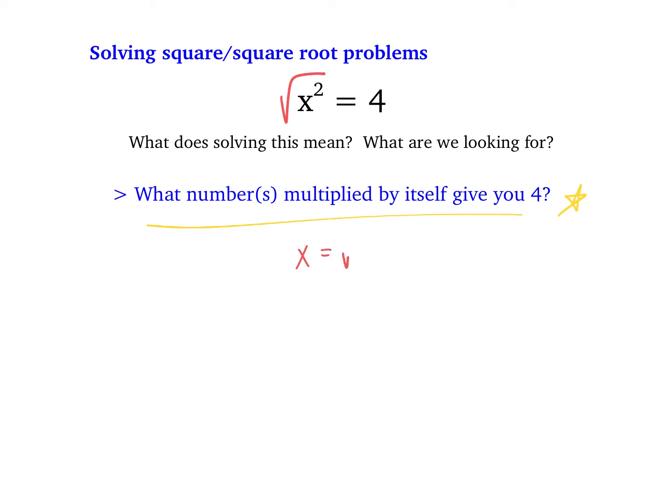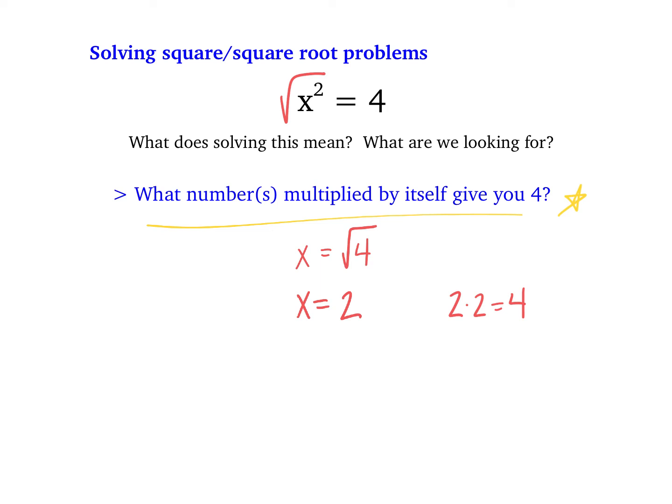So x is going to be equal to the square root of 4. Now if we calculate that, or maybe you know it off the top of your head, we get 2. And we know that's true because 2 times 2 gives us that positive 4 that we were looking for. But believe it or not, there's another number that works as well.